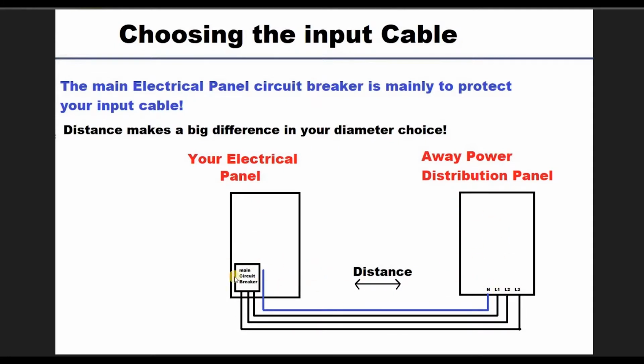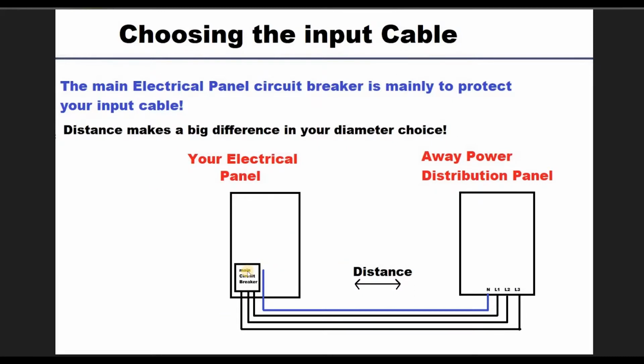Now, the main circuit breaker's main functionality is to protect this cable from being burned, because the distance here will affect the performance a lot. If the distance increases, the voltage drop will increase. Hence, if your voltage drop increases a lot, the cable diameter may not hold this change. So what you should do is increase the diameter if the distance between these two panels increases.